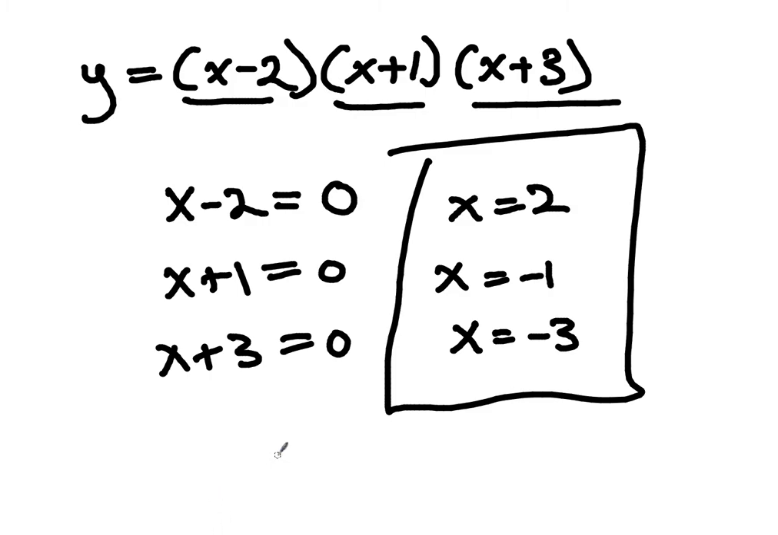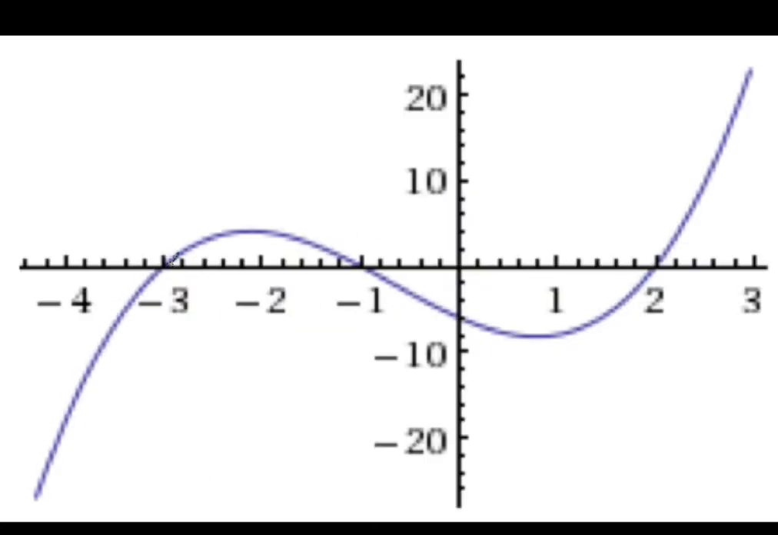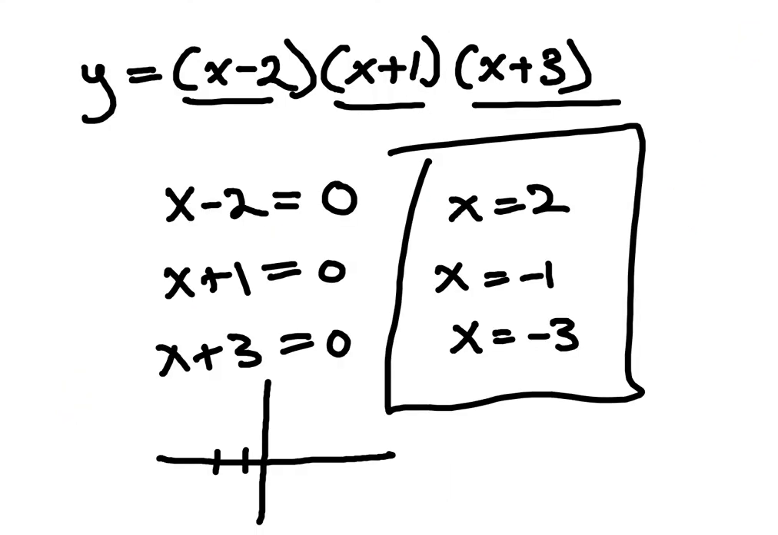So if I was to actually draw a graph of this, actually, I think that is the graph that I had here. Yep, negative 3, negative 1, positive 2. This is what that graph looks like, and this is the equation for the graph.